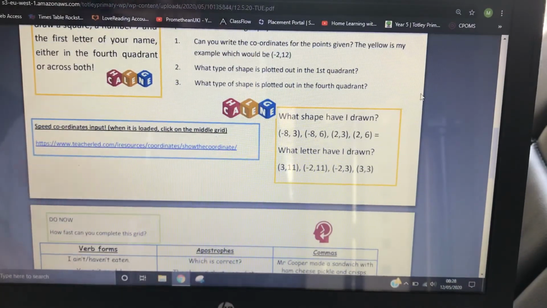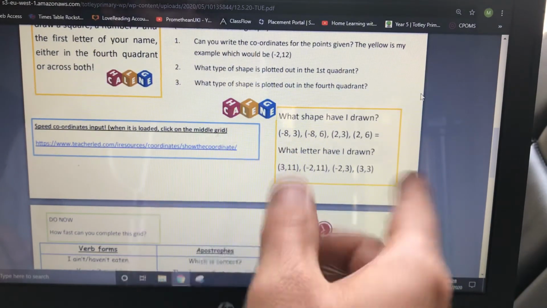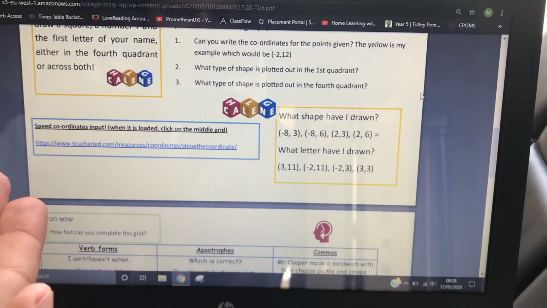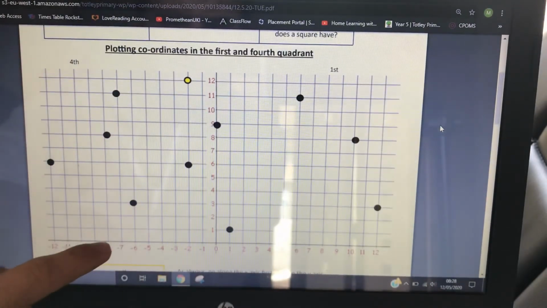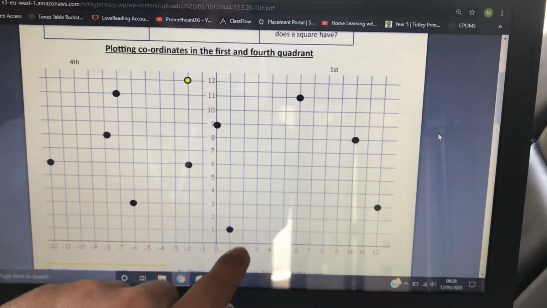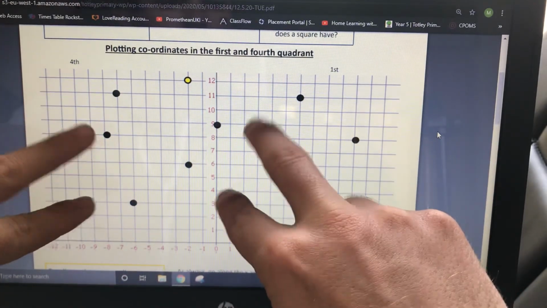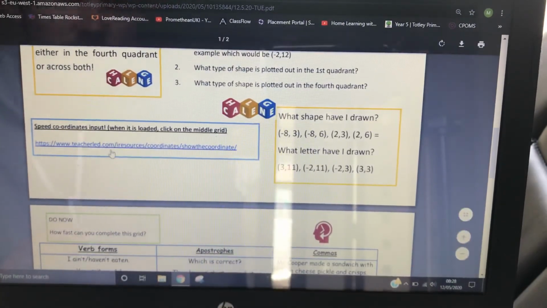What shape have I drawn? So 1, 2, 3, 4. That's going to be some sort of quadrilateral. We'll have to see what. Now, I've got some clues here. The fact that 2 of the points are both on the -8 means they're going to be in line. So there's going to be 2 here, and there's going to be 2 here. That might be a bit of a clue as to what quadrilateral you might get, and then what letter have I drawn. And then, you've got a little game here as well.